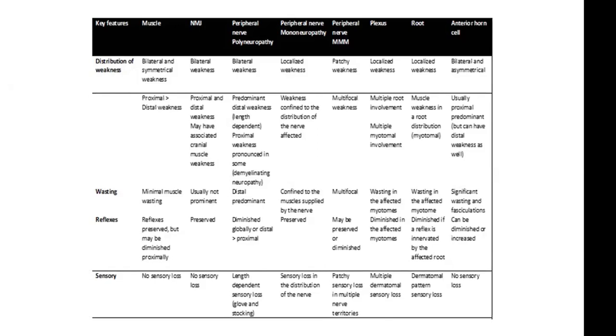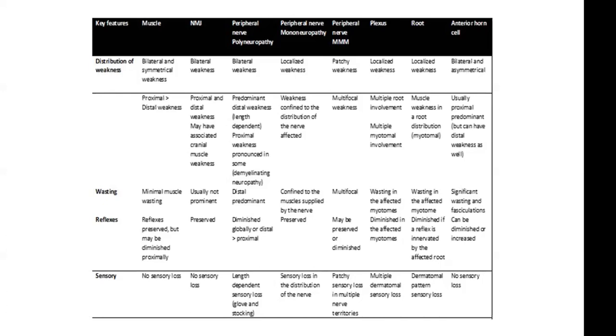Similarly, reflexes. A muscle has no relation to the reflex. Reflex is nerve. It's a neural arc. So reflex is preserved, but with time, when the muscle becomes smaller and smaller, it might diminish, again mostly proximally rather than distally, because the involvement is more proximal in these patients. Will there be sensory loss in a patient with a myopathy? Definitely not. There will be no sensory loss.